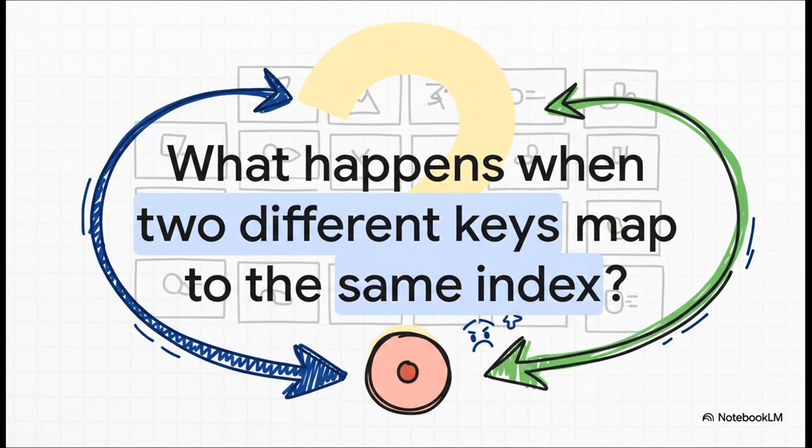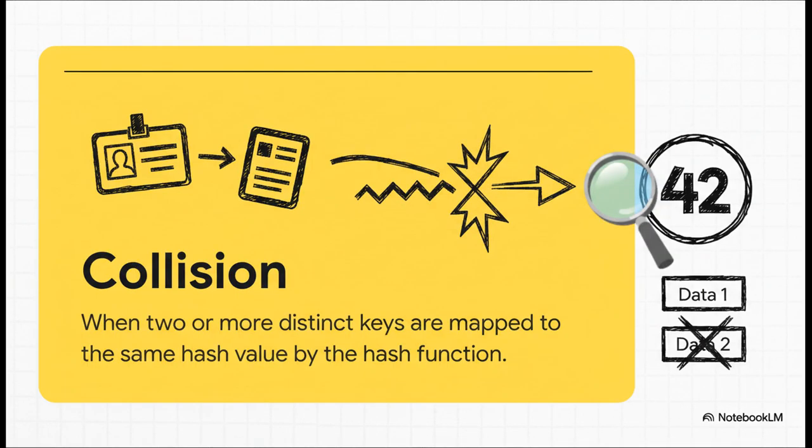But solving one problem creates a new one. I mean, if you're squishing a billion possible keys down into only 500 slots, it's pretty much guaranteed that sooner or later, two different keys are going to land on the exact same spot. What do you do then? This is what's known as a collision, and it's really the central challenge you have to solve when you're dealing with hashing. If student A and student B both get hashed to index 42, you can't just overwrite student A's data with student B's. That's a big problem.